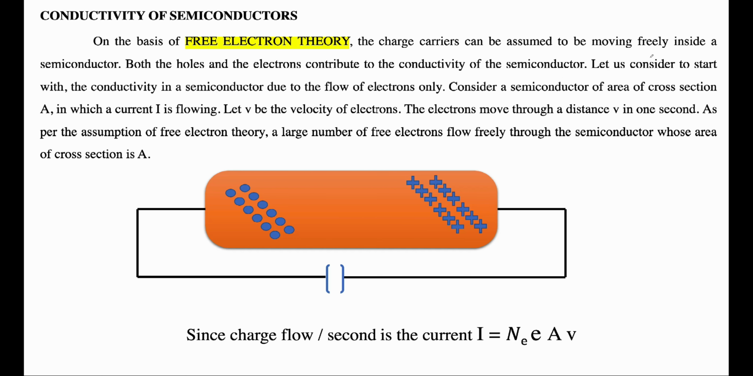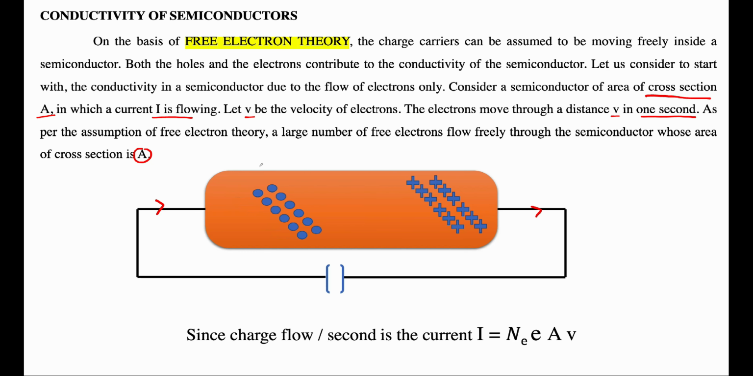Okay, so let us start by considering the semiconductor, and the cross-sectional area of that semiconductor is A. I is the flow of charge, which is moving in this direction, and V be the velocity of the electron. Now the electrons move through the distance V in 1 second. Then the assumptions of free electron theory: a large number of free electrons flow freely through the semiconductor whose area of cross section is A.